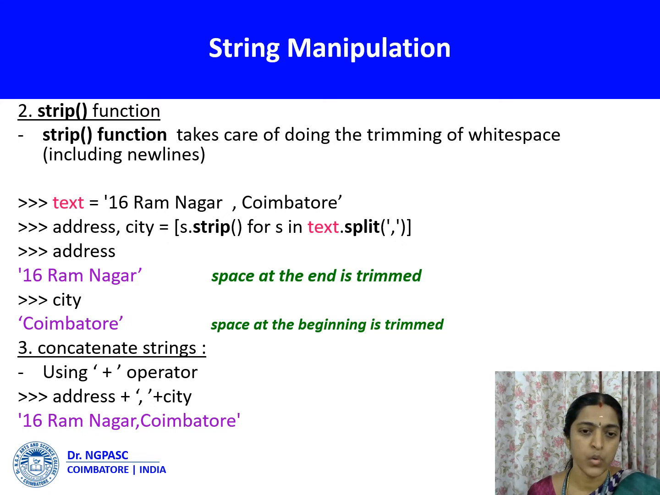One thing we have to note here is that while it performs the split operation, the first output will be 16 Ramnagar, and after Ramnagar there is a blank space. It will be added to the first string. Next, the next string comprises Coimbatore. Before Coimbatore, we have a blank space attached to it, right? So the second string has a blank space before it and the first string has a blank space after it. While applying the strip function, it strips the blank spaces which are found before and after the substrings and then assigns the trimmed values to the respective variables address and city.